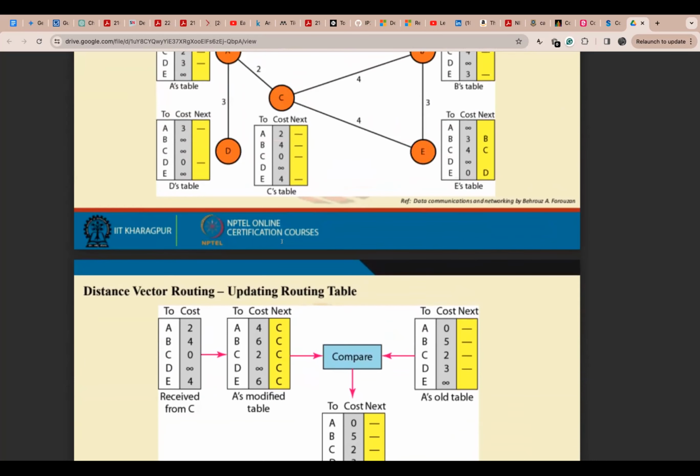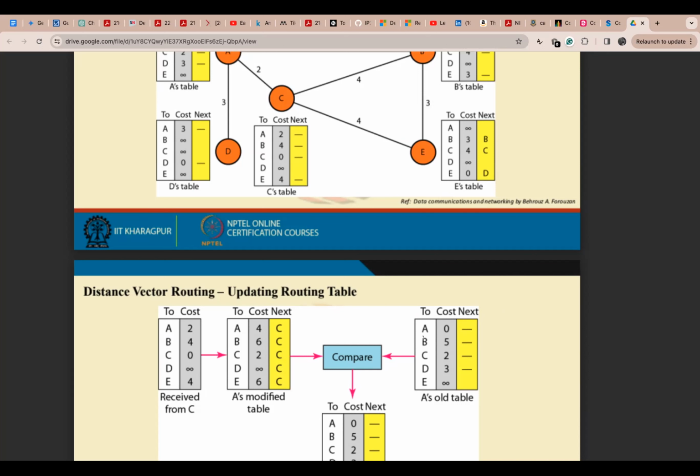From C, you get all these values, which are the costs if you use C as the next hop. Then A compares it with its own table and sees which one is better. To reach A, the cost is 0, but from A to reach A through C, the cost is 4. So I'm going to keep this one.